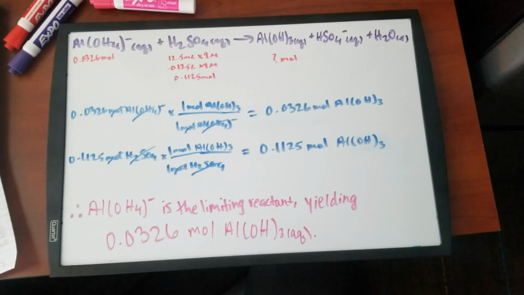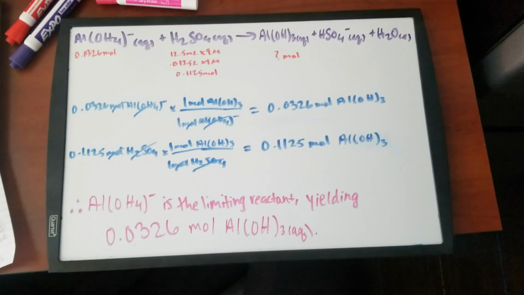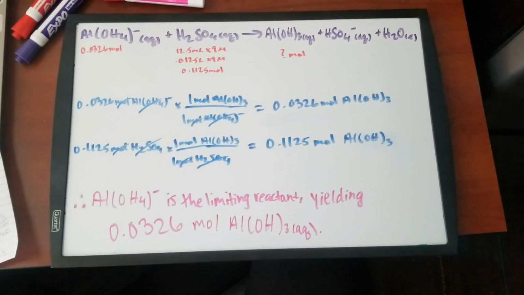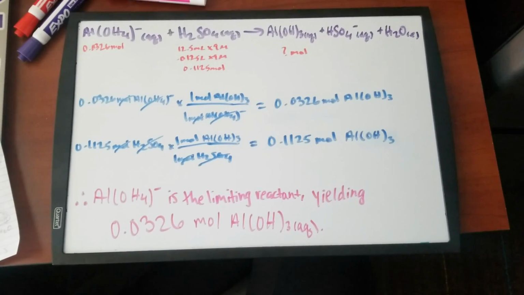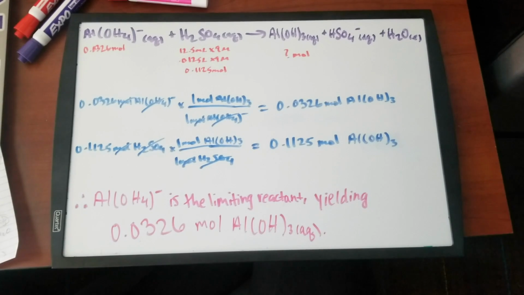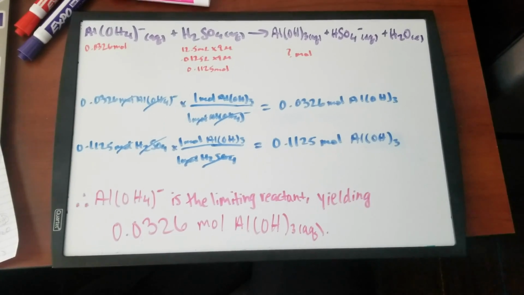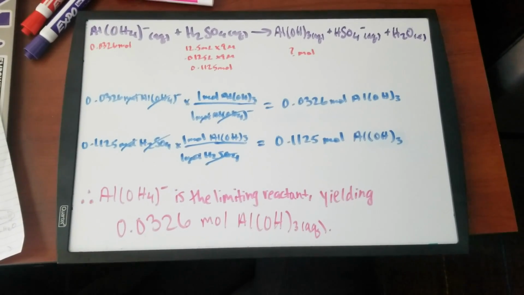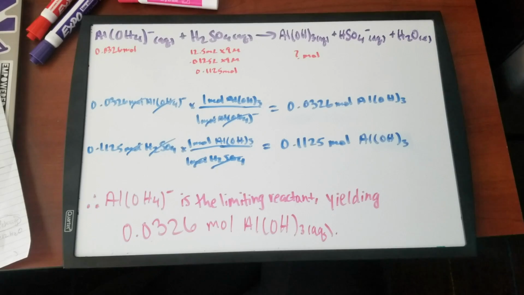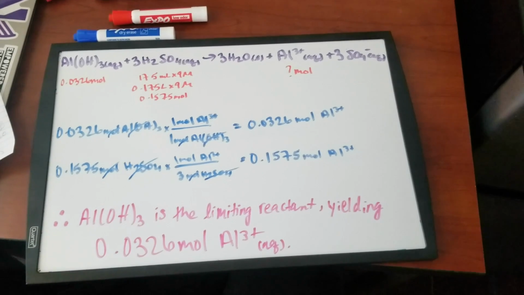We used a similar procedure for the second reaction. We saw that we had 0.0326 moles of AlOH4 minus, which we carried over from the last calculation. We also saw that we had 0.1125 mole of H2SO4, which we got from using 12.5 milliliters, which is half of the required 25 milliliters from the procedure, times 9 molar. We wanted to find how many moles of AlOH3 there are. So, using stoichiometric relationships, we saw that AlOH4 minus is a limiting reactant, and it yields 0.0326 moles of AlOH3.